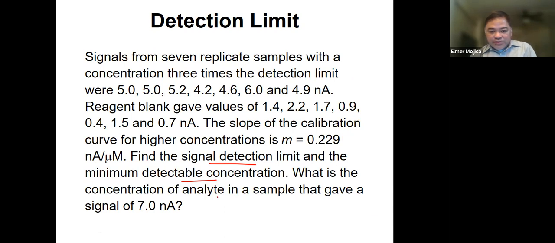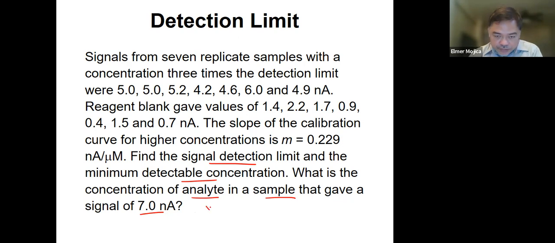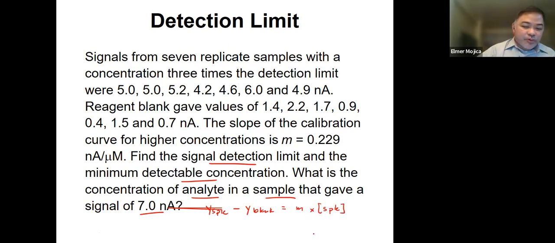Now, the next question that we have is, what is the concentration of the analyte in a sample that gave a signal of 7 nanoampere? Okay, so how are we going to solve that? If we're going to look at this, we need to use the calibration curve. The Y sample minus Y blank equals the slope times the concentration of your sample.